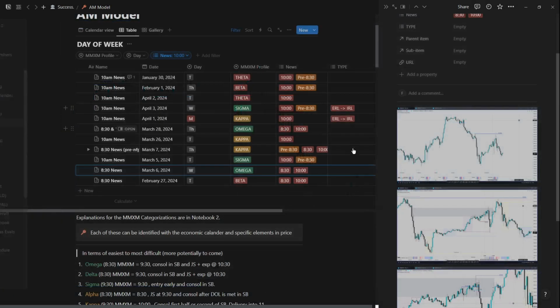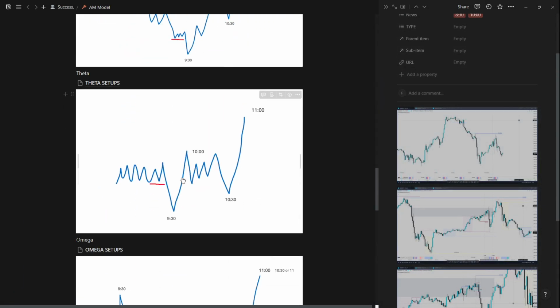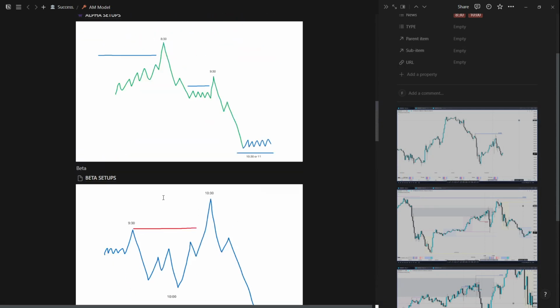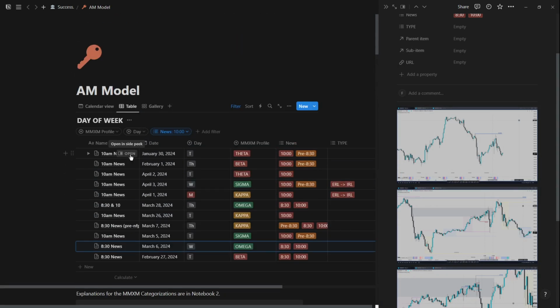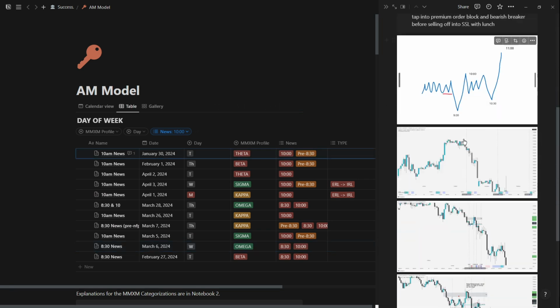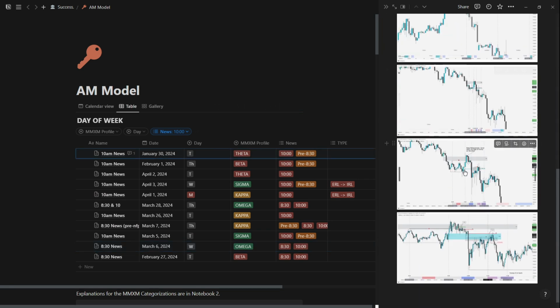So if I can click off here, there we go. And then you can start learning these profiles and things like that, and building your own. But going back to the main topic, look at all these days, and where does the volatility actually kick in?